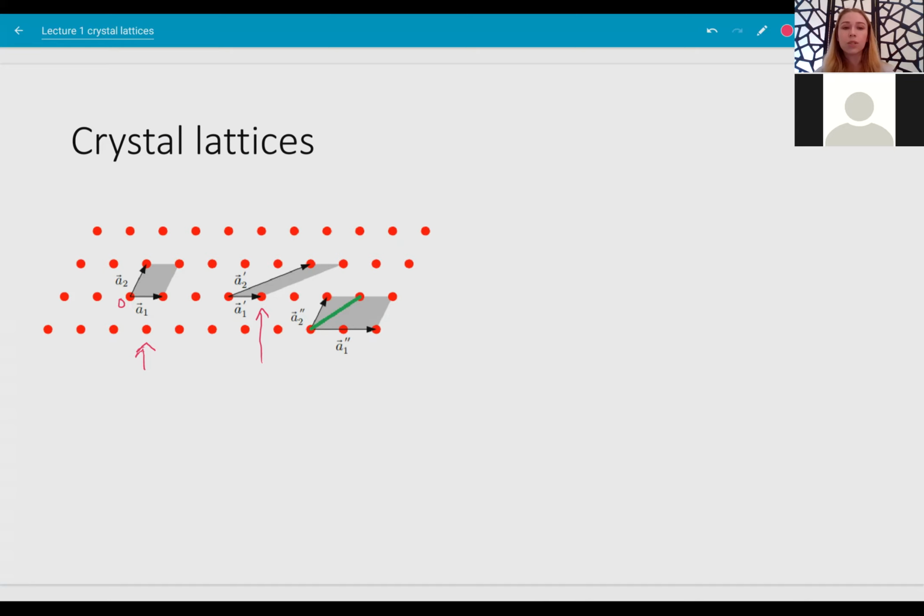You can use A1 prime and A2 prime to also produce all of the points in this lattice. However, this image here, A1 double prime, is not a primitive translation vector because you can see that it's just twice A1.